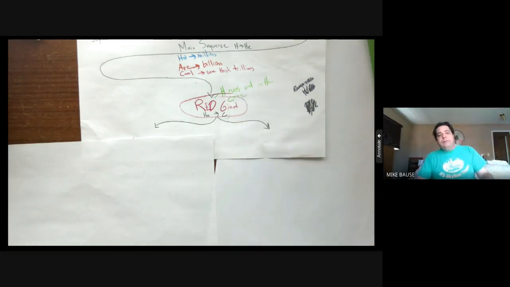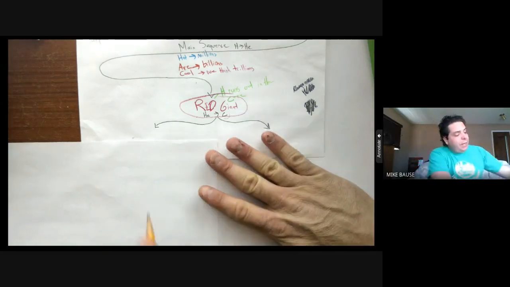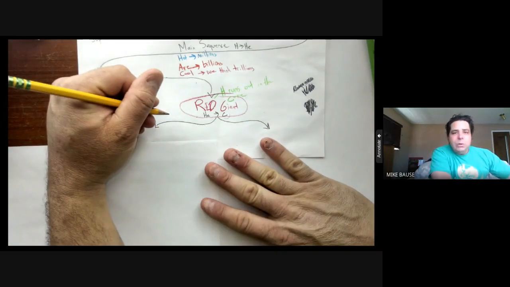And the cutoff is the difference between what we call a low mass star and a high mass star. The sun is a low mass star. The cutoff is 8 solar masses.